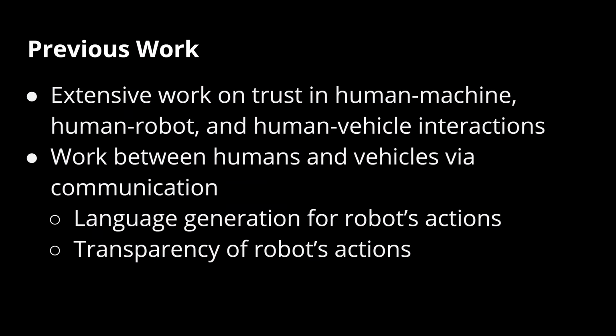So there's been a lot of previous work with human-robot interactions, human-vehicle interactions, and in particular for this research, there's a focus on human and vehicles, as well as how communication plays a part in this interaction. So in particular, there's language generation. In this research, we are looking more at timing of when the language is generated. Additionally, we want to look at the transparency, so how clear the robot is with its intentions to the human.